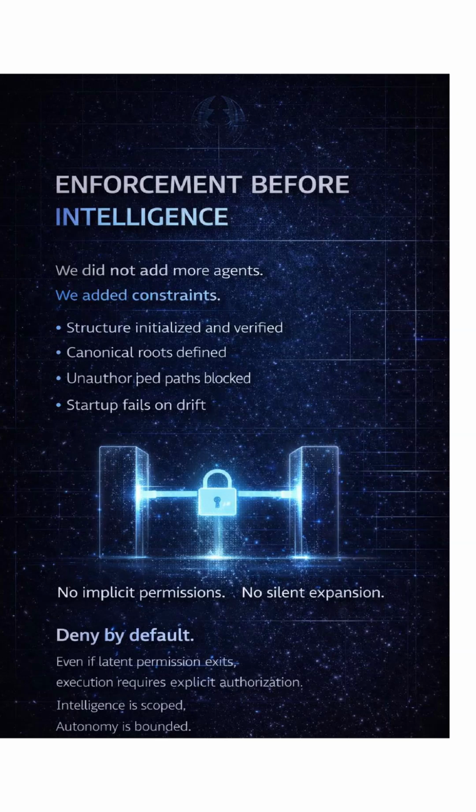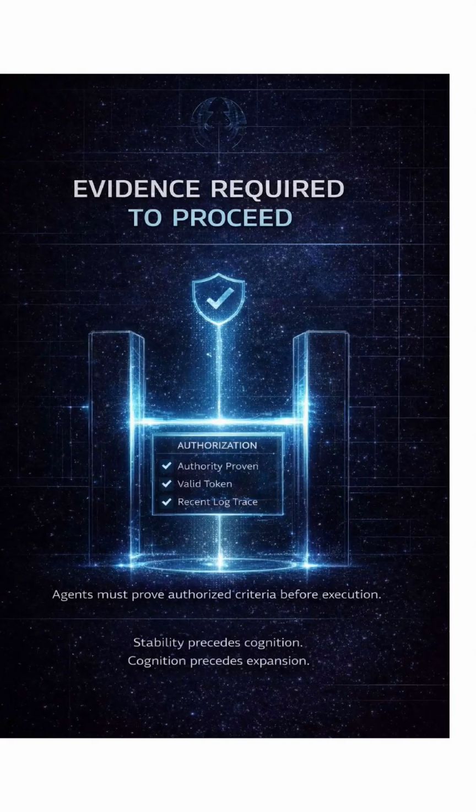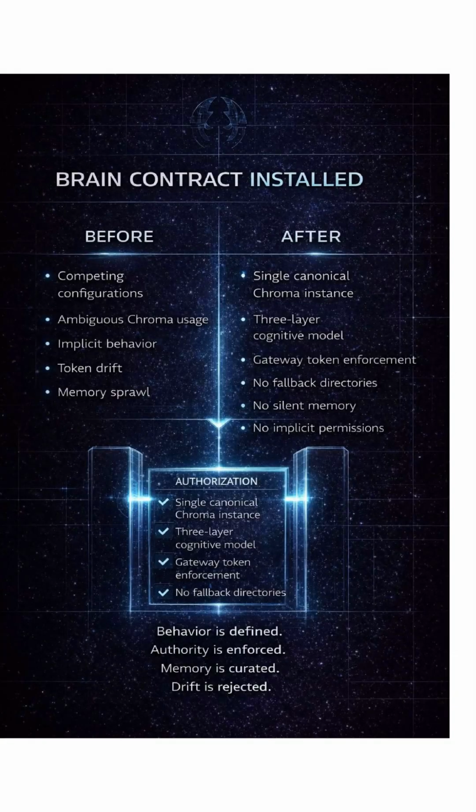Every action needs proof. We call this evidence-based authorization. Before any agent proceeds, it must show authority proof, valid tokens, and recent log traces. No shortcuts, no assumptions. Here's what changed with the brain contract.